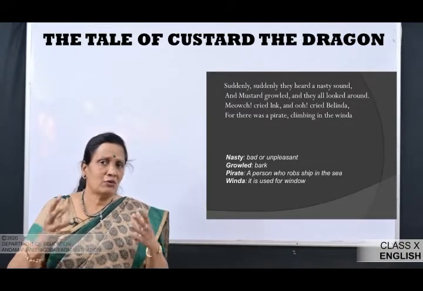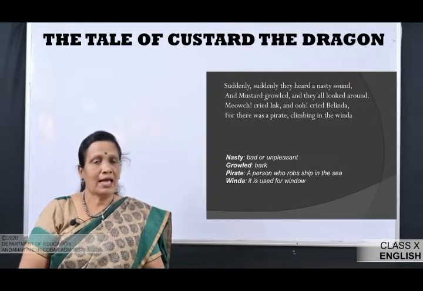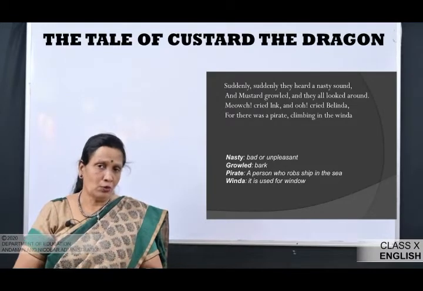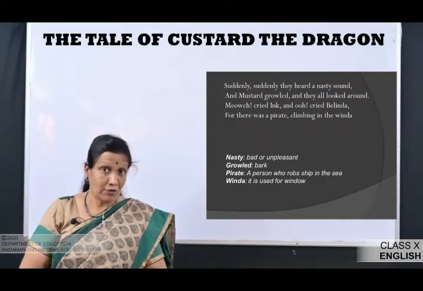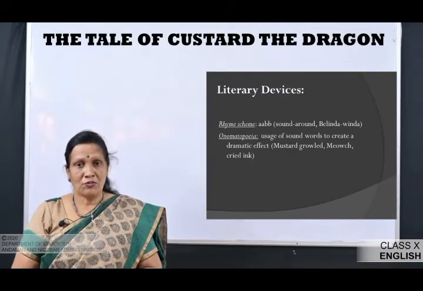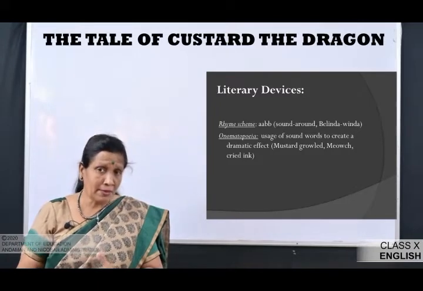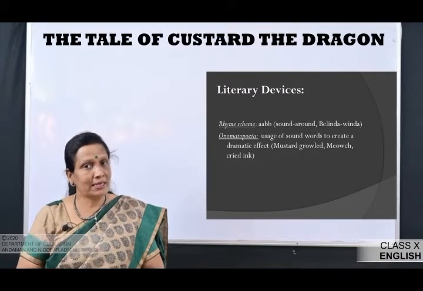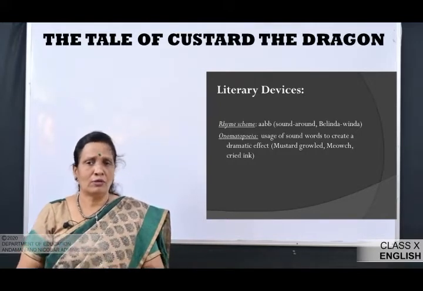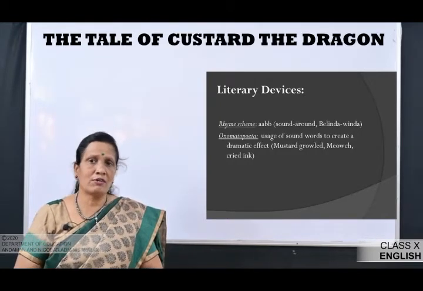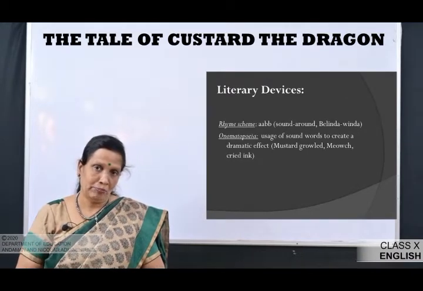And what did they see? There was a pirate, a person who robs ship, climbing in the window. So suddenly they saw there was a pirate who was climbing the window. Literary devices, children, again, the rhyme scheme is AABB, sound, around, Belinda and window. Onomatopoeia, usage of sound words to create a dramatic effect. Mustard growled and mew, cried Ink. Okay.